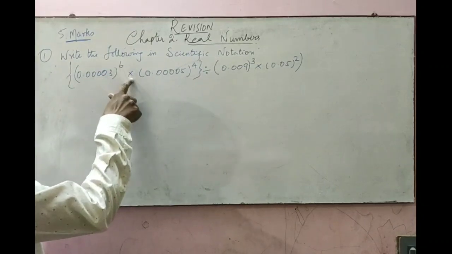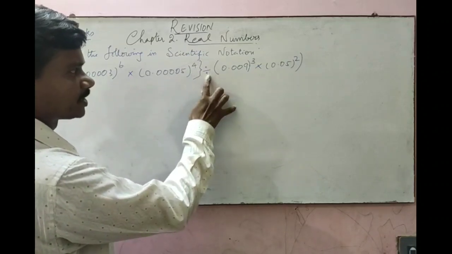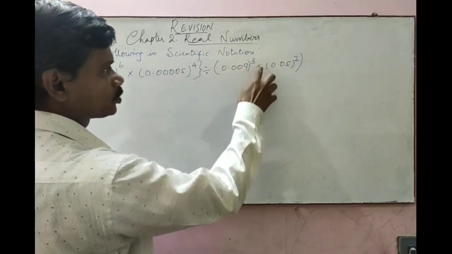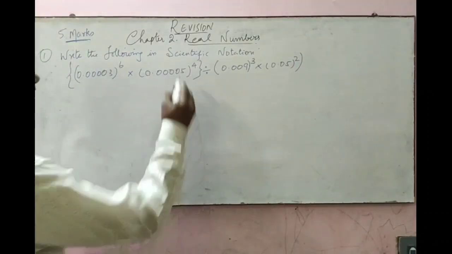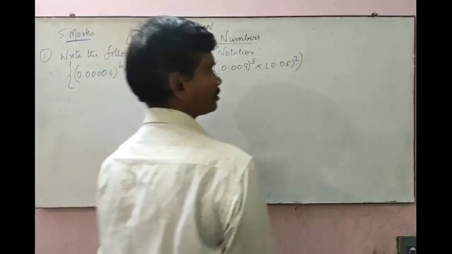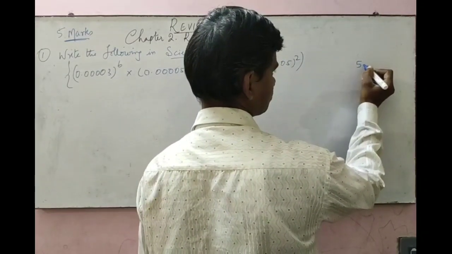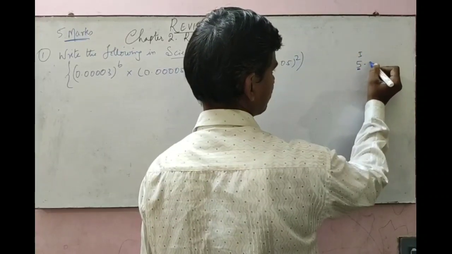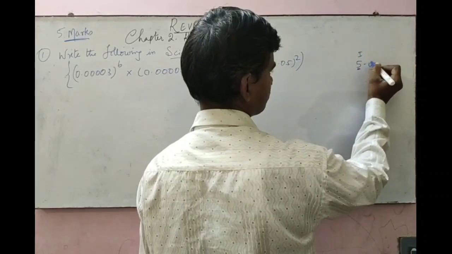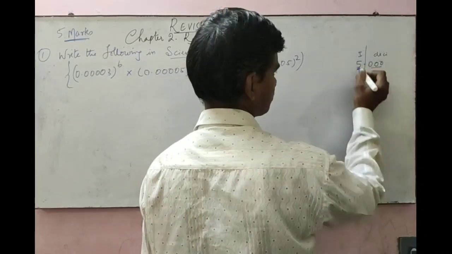0.00003 whole power 6 into 0.00005 whole power 4 whole divided by 0.009 whole cube into 0.05 whole square. Scientific notation means you have to write the given number with one number in the integer part. So this is called the integer part, followed by the decimals and the decimal part.